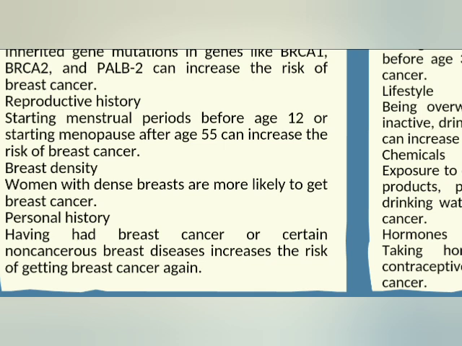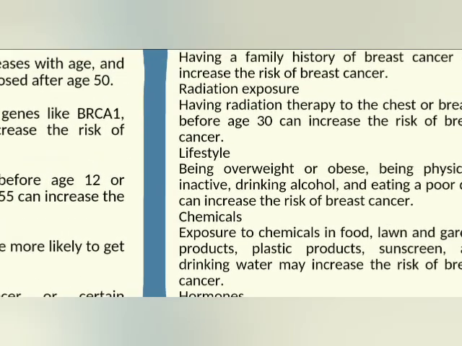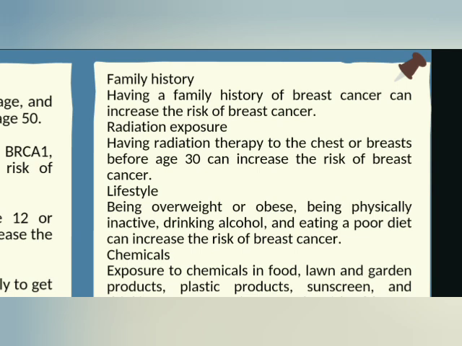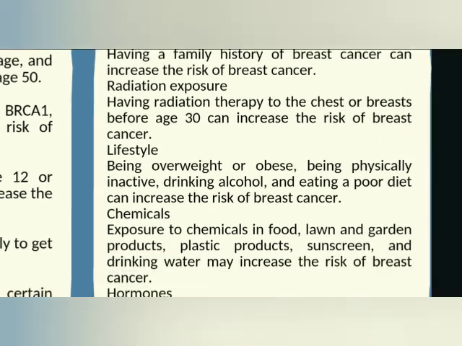Next is breast density. Women with dense breasts are more likely to get breast cancer. Next is personal history: having had breast cancer or certain non-cancerous breast diseases increases the risk of getting breast cancer again. Next is family history: having a family history of breast cancer can increase the risk of breast cancer. Next is radiation exposure: having radiation therapy to the chest or breast before age 30 can increase the risk of breast cancer.